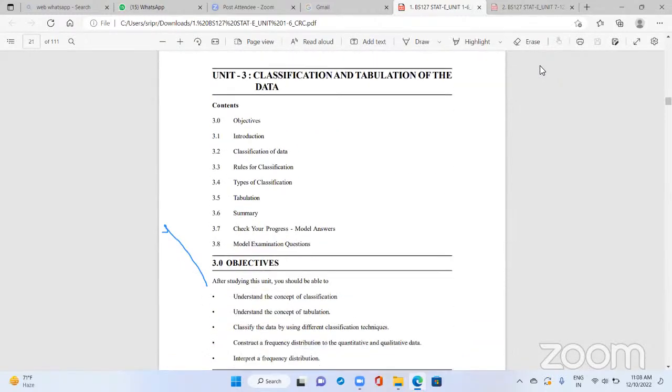Now coming to unit 3. In the first unit, one question is there: define primary data and explain what are the methods to collect primary data. The second unit: define secondary data and explain what are the methods to collect secondary data. Now coming to the third unit, classification and tabulation of the data.